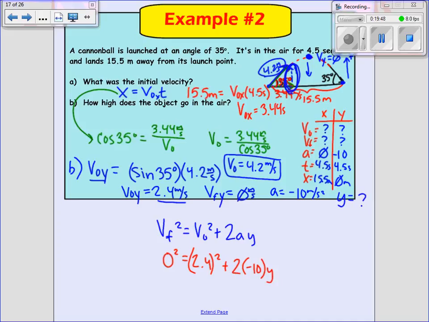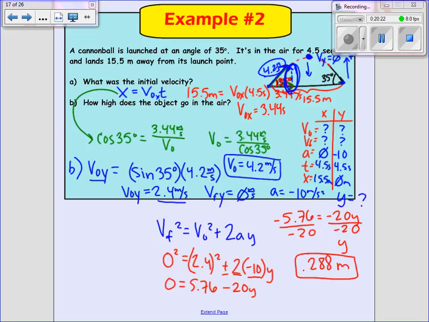Let's go ahead and simplify that. 0 squared is 0. That's equal to 2.4 squared, which is 5.76, plus 2 times negative 10, which makes this minus 20y. Bringing the 5.76 over, I get negative 5.76 equals negative 20y. And I divide both sides by negative 20 to get what my y value would be. Negative 5.76 divided by negative 20 gets me a y displacement of 0.288 meters. So not very high. This concludes the video on projectile path number 2.